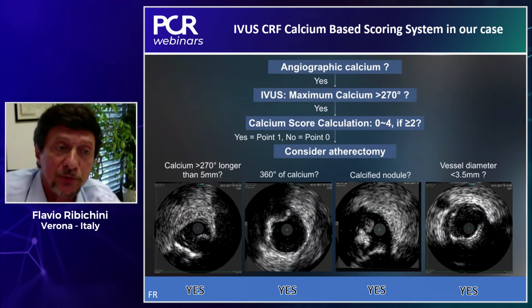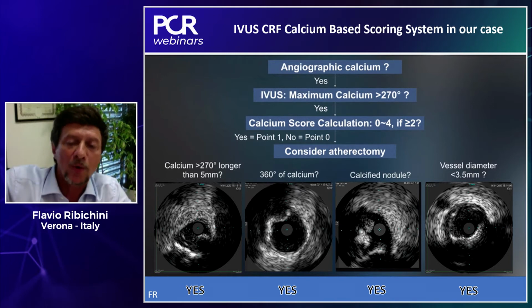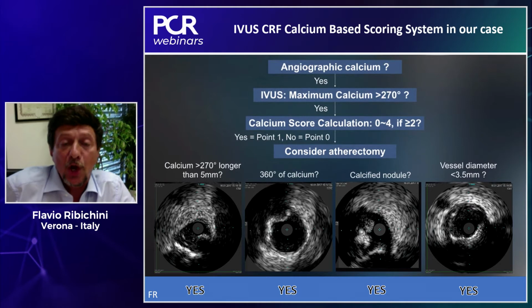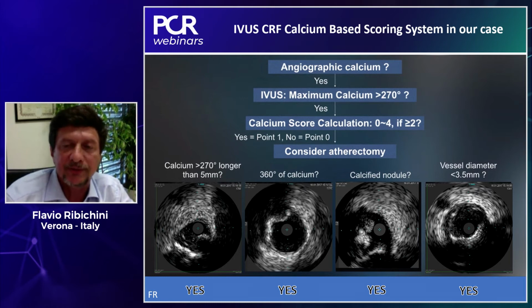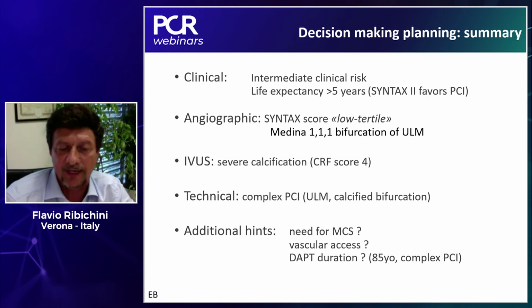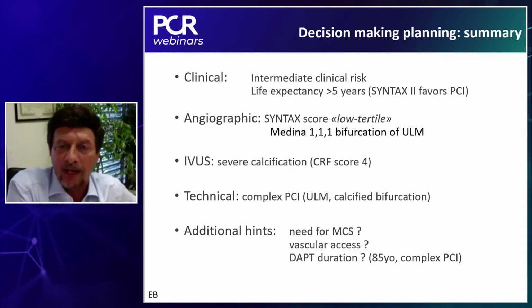If you prefer to do IVUS, which is what we did, it's more or less the same. You see how extended is the calcium. We know it's more than 270 degrees in our case. It's very deep, and you have also nodules. So this is, again, a high score that recommends the use of a dedicated device. This has been done by colleagues from New York, from CRF. So, Emanuele, now we have angiographic, clinical, and IVUS information. Which should be your driving thought in our decision-making plan?